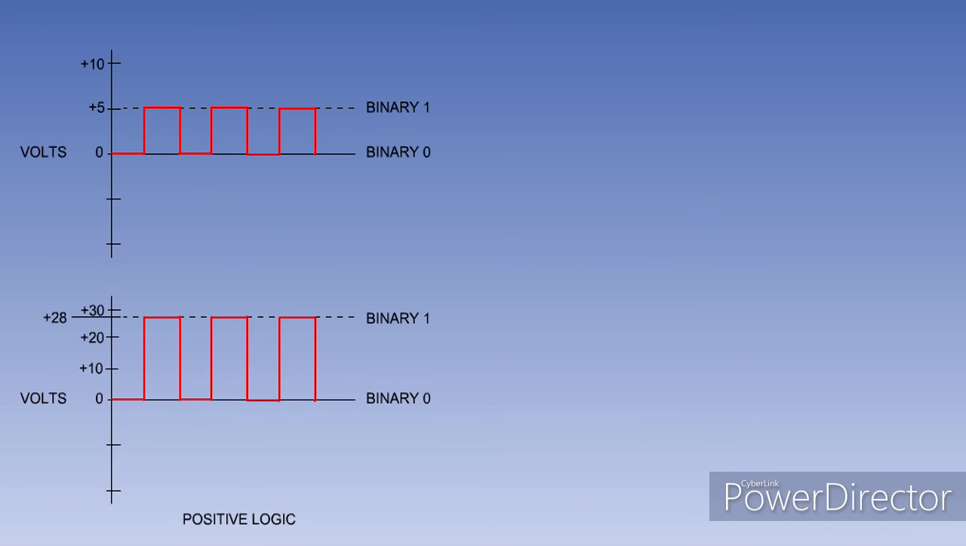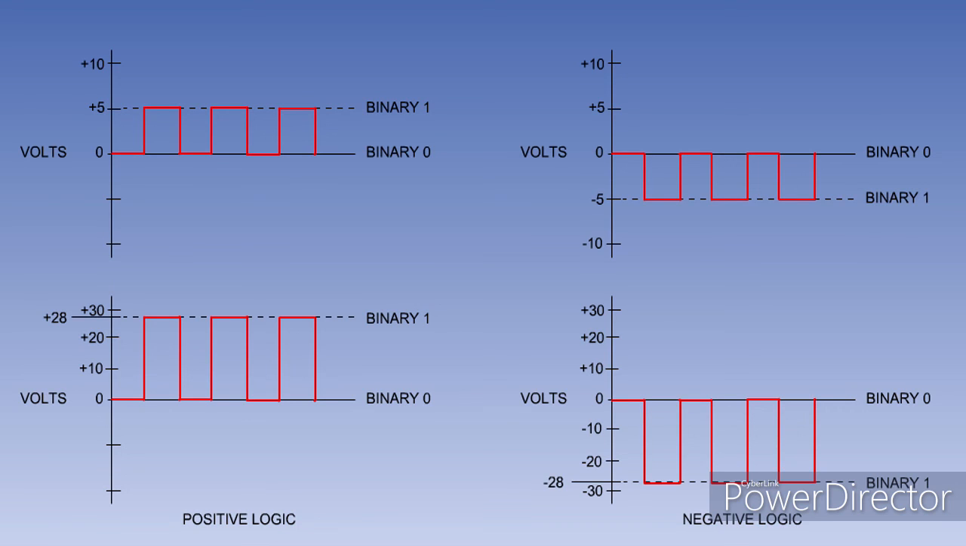In digital computers, binary 1 is usually represented by a positive voltage of typically +5 or +28 volts, and binary 0 by 0 volts or earth. This is known as positive logic. In a number of less commonly used systems, binary 1 is represented by a negative voltage and binary 0 by 0 volts. This is called negative logic.